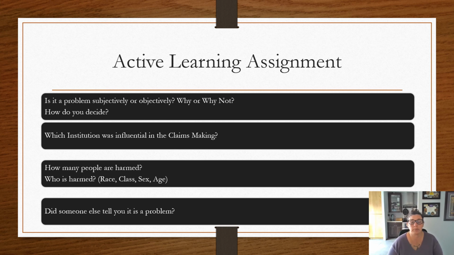And how many people do you believe have been harmed? So who's being harmed, and how many people? When I say who, I would say, is it a racial group? Is it the working class, the poor? Is it men, women, or intersex people? Is it children or the elderly? And then think about, how did you learn about this and if it's a social problem?